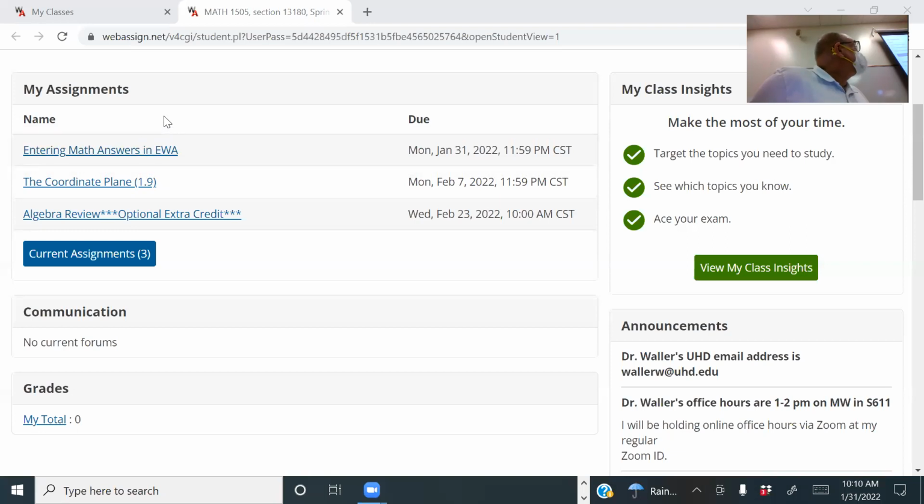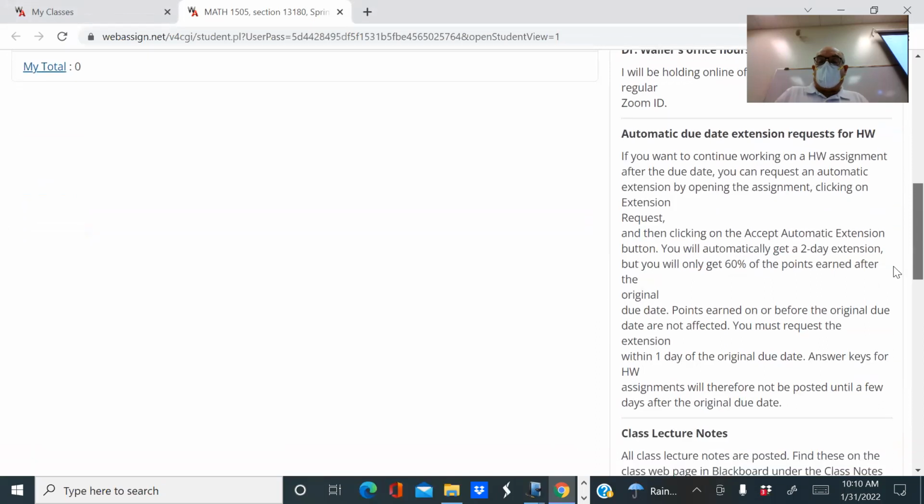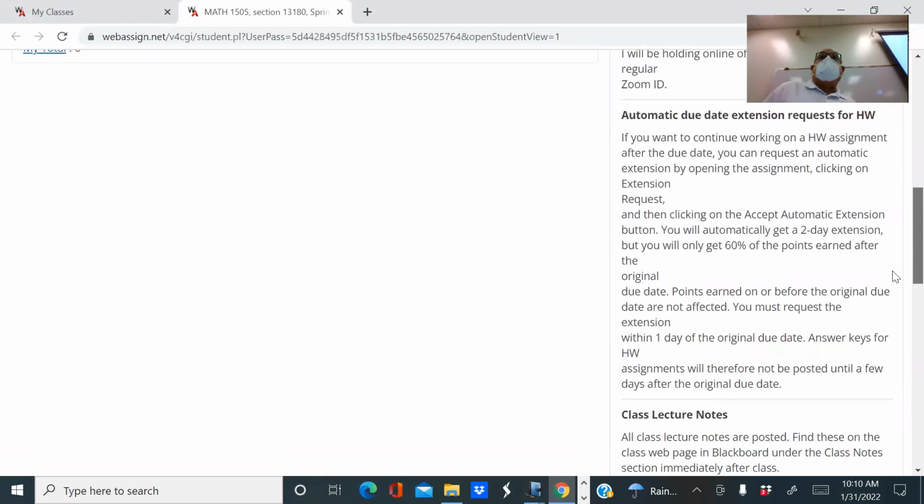So make sure you do it by midnight, right? But remember that if you do run over, you can request an automatic extension, and I don't have to approve that, so you can just request that. You have to do it like the next day, however, after the due date, right? Be sure you do it within a day, because there's a time limit on how long you have to request the extension. And make sure you request the automatic extension by following these instructions so that I don't have to approve it, okay? It will just happen automatically.